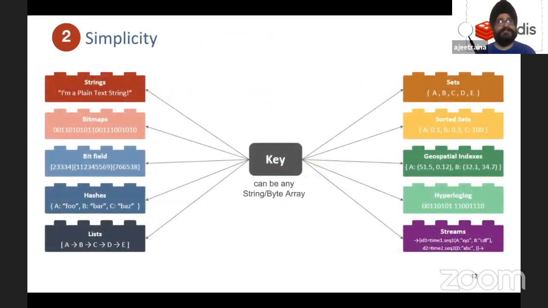Redis is very rich in data structures. You can see there are strings, bitmaps, bitfield, hashes. I have a small demo where I'm going to show you how we use these hashes for geospatial data and indexes. We have a linked list, sets, sorted sets, geospatial indexes, HyperLogLog, streams. Streams come into the picture when you have a huge stream of logs flowing through and you want to accommodate that. So these are very powerful data structures.